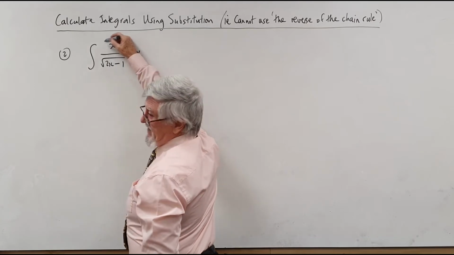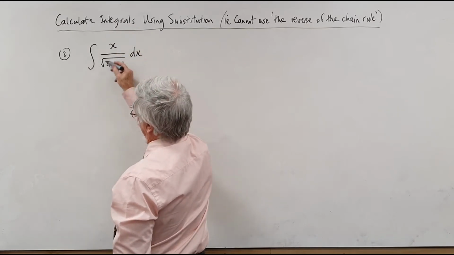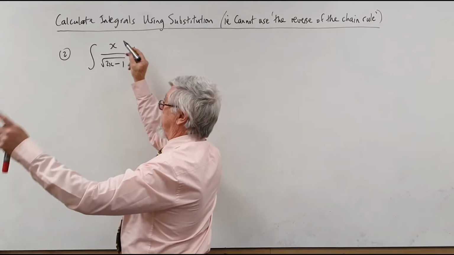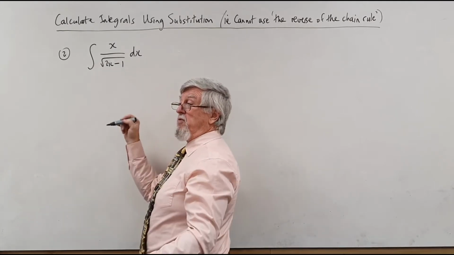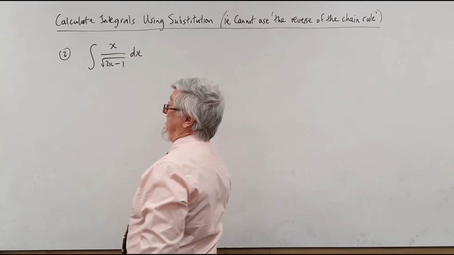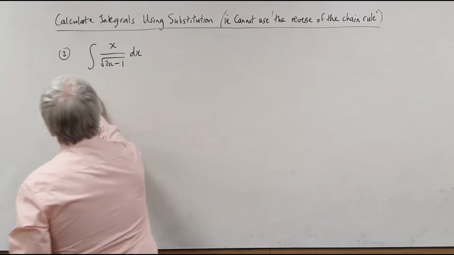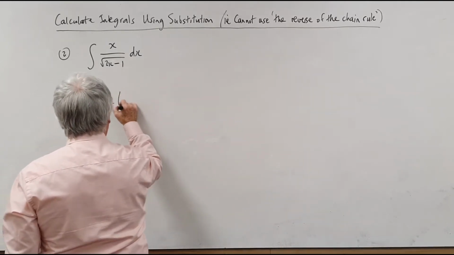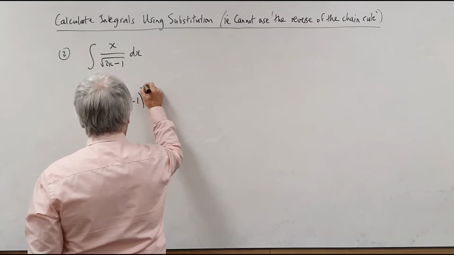Now, I normally talk about the outside having to be the derivative of the inside, but this is not only a derivative of the inside, it's an inside denominator. Because I'm going to do this here for a second. I could write that as x times (2x minus 1) to the power of minus a half.